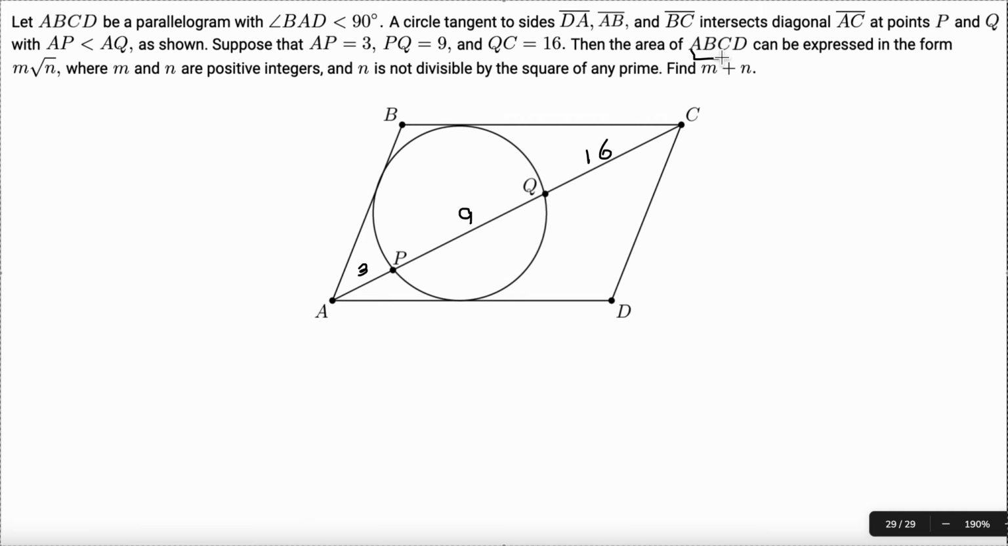Then we want to find the area of ABCD, which is going to be in this form, and we just want to find the sum of that. So we'll worry about that once we get there. But for now, we're trying to find the area of ABCD.